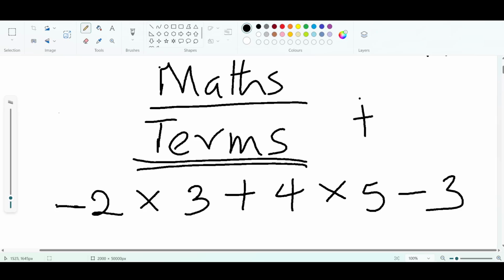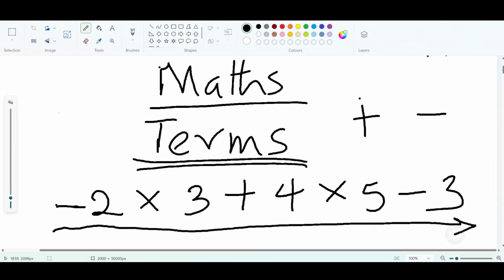Those are the plus and the minus. So the plus and the minus serve as the holiday that students have whenever they go to school. It separates one term from another term, which means if we go through this expression from left to right up to the end, as we are traversing the expression, the first one we see here is minus 2 multiplying 3.